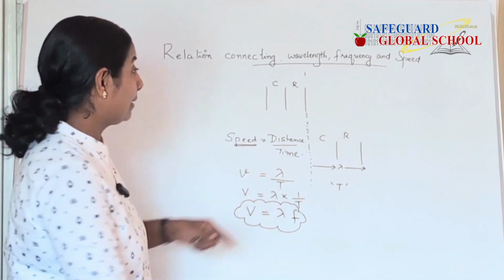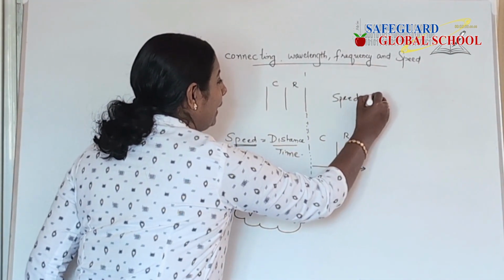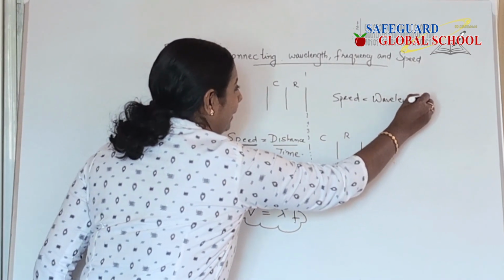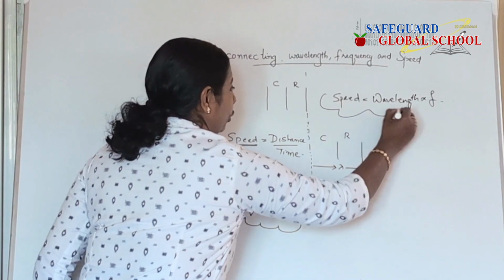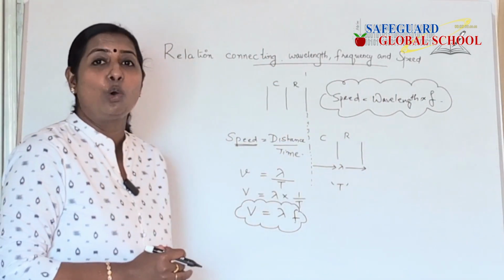So what is the relation connecting speed, wavelength and frequency? Speed is the product of the wavelength of a wave and its frequency. So please note the point. This may be useful for your higher classes also.